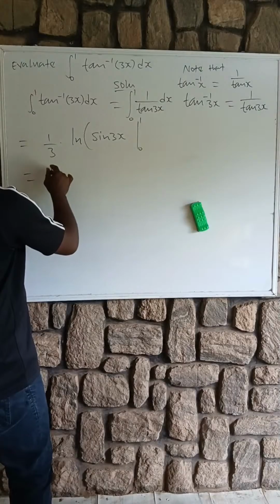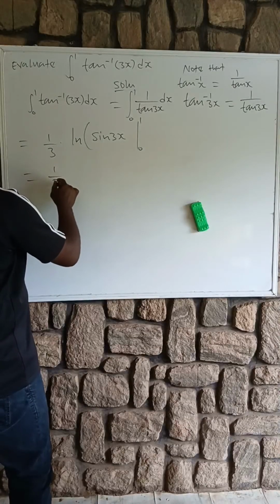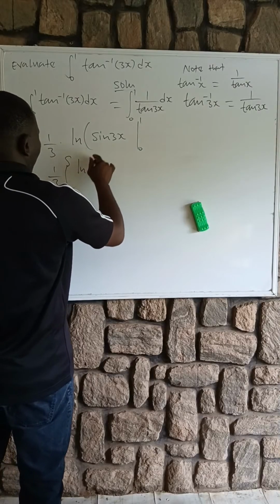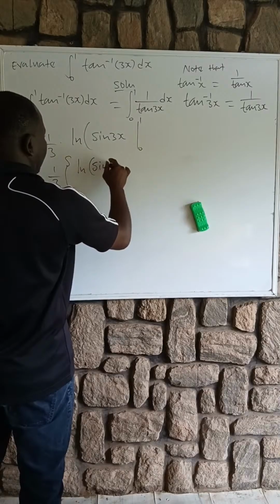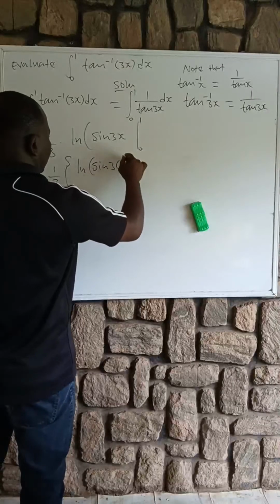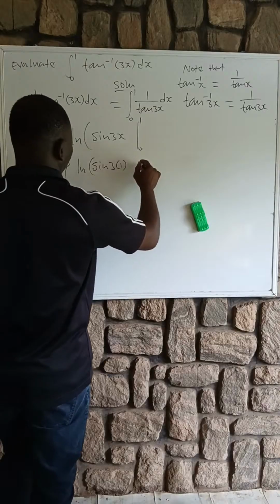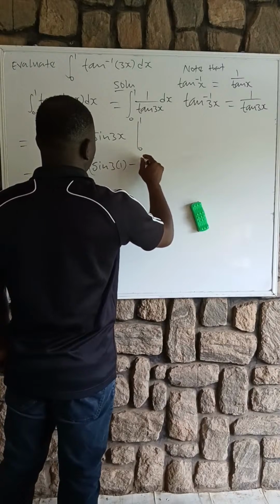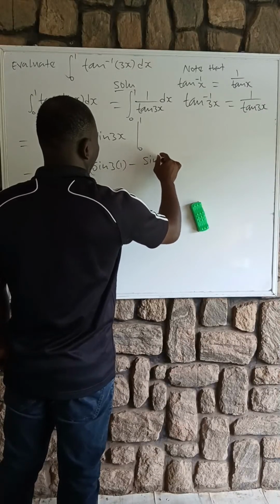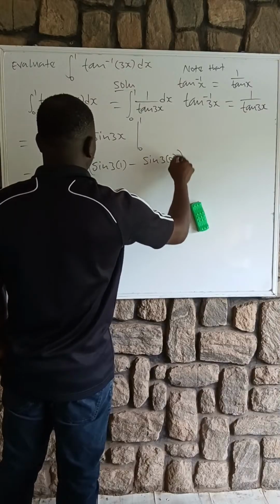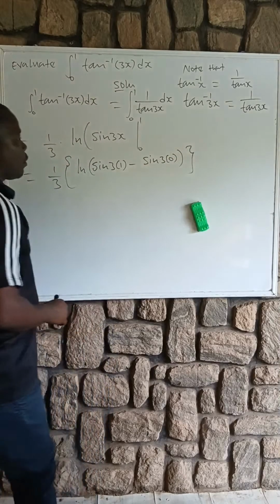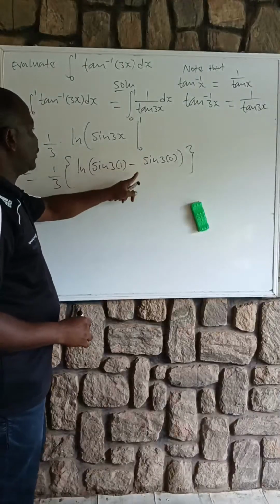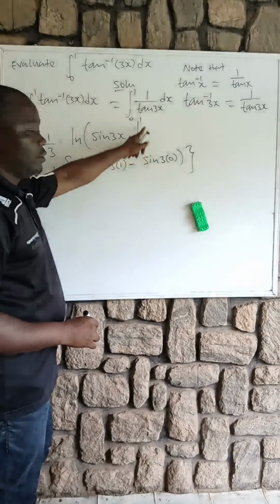This implies that we are going to have 1 all over 3, let 1 all over 3 be constant, open bracket sine 3 times 1, then, let's into the constant minus sine 3 open bracket 0. You agree with me? So we just subtract the lower limit from the upper limit.